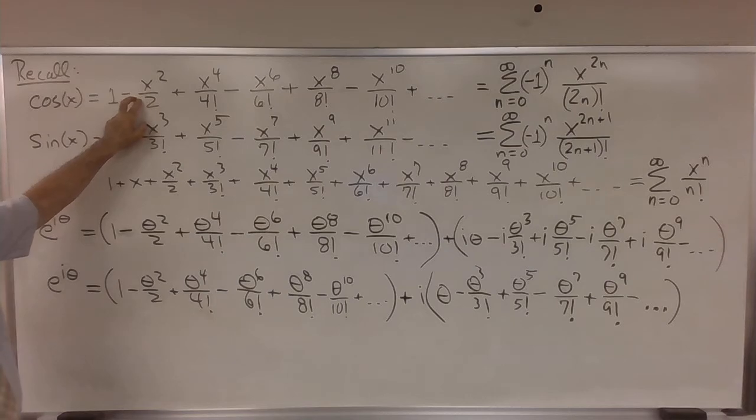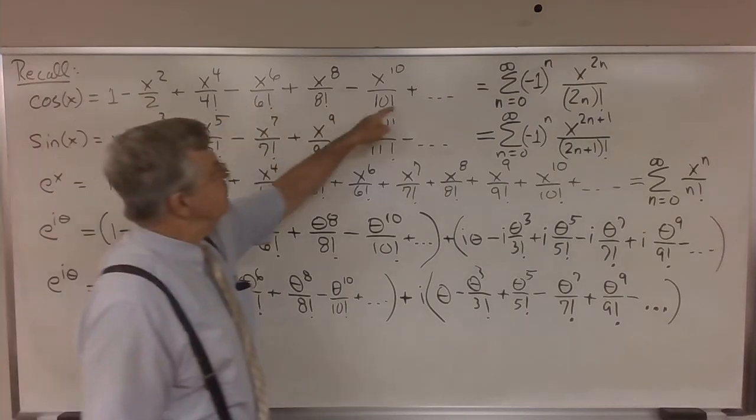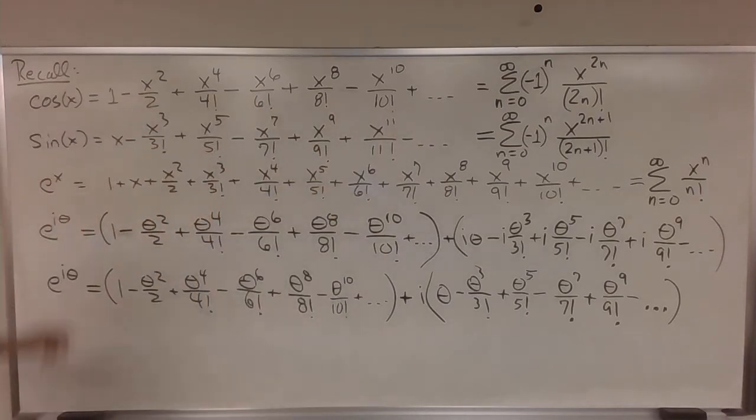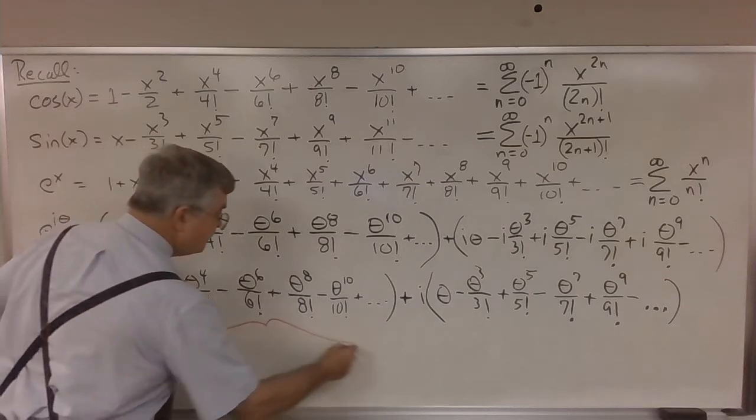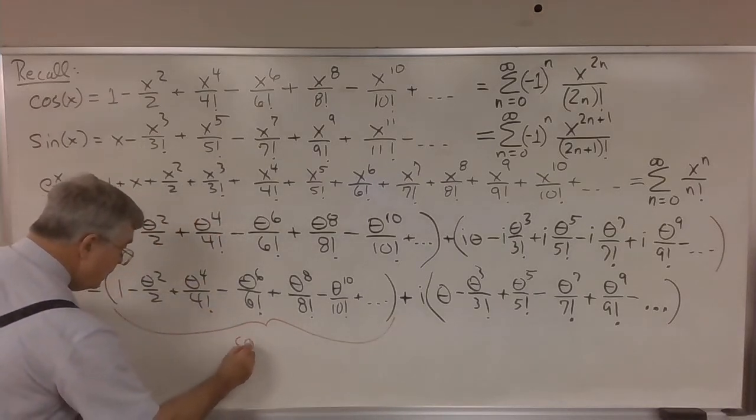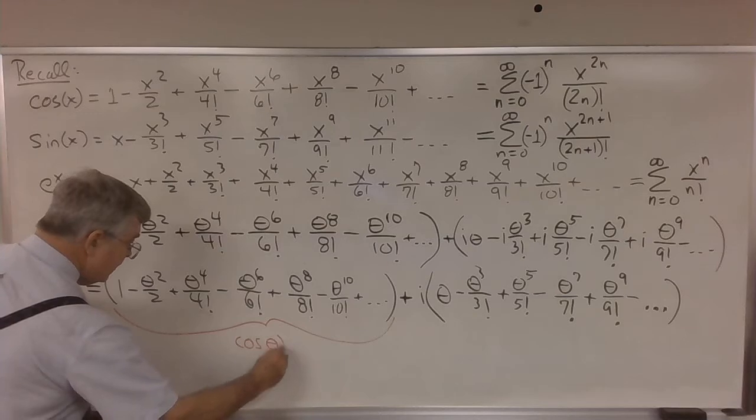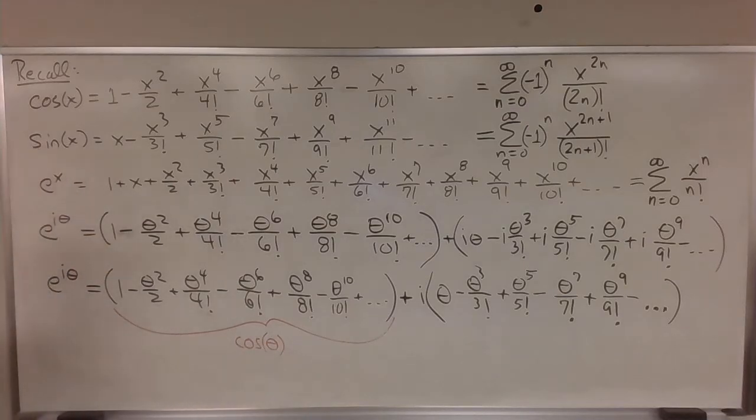And what is this thing? This entire sum is cosine of x. Well, remember, down here, theta is playing the role that x plays up here. So up here we have cosine of x. That means that this expression is cosine of theta. Son of a gun.